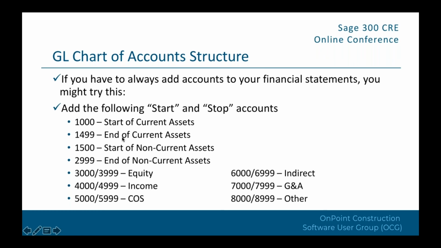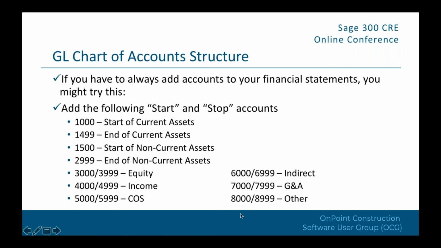1499 is the end of your current assets. And then 1500 is the start of non-current. 2900, whoops, I'm sorry, that should be 1999, is the end of non-current assets. I was thinking of going into liabilities, so you would use the same kind of numbers, 2000, 2499, 2500, 2999 as the start and end of your current and non-current liabilities. Then your equity runs from 3,000 to 3999. You know, your income is all your 4,000s, your cost of sales usually is your 5,000s.